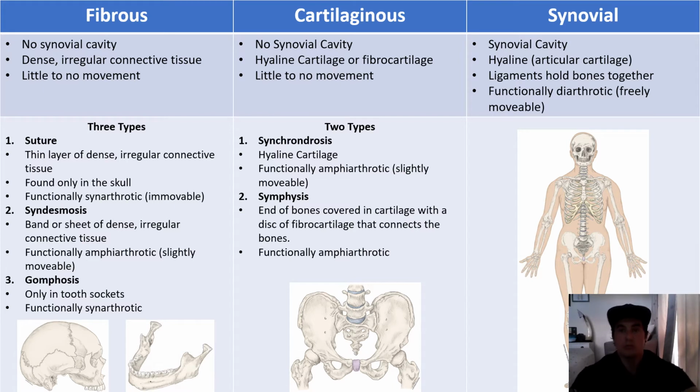And then our main movable joints are our synovial joints, which have a cavity, so a space between articulations. There's articular cartilage, where hyaline cartilage covers the surface of bones to allow free movement. And then you have ligaments that hold bones together. These synovial joints are freely movable, whereas the other two are not so much.